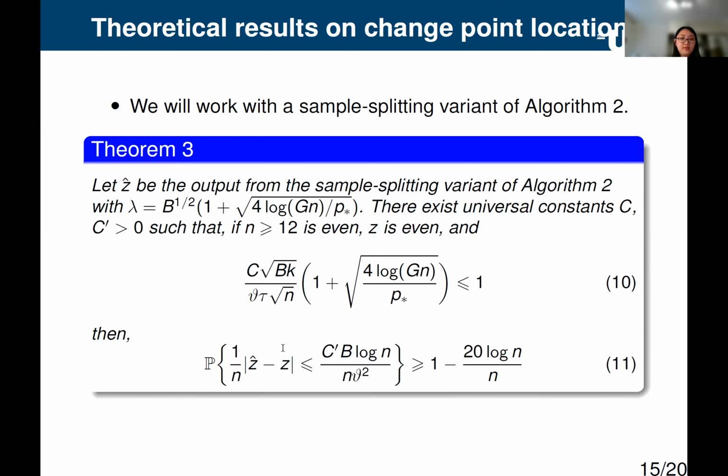We let theta hat be the output from the sample splitting version of algorithm 2 with this choice of tuning parameter lambda. Then there exists a universal constant C prime such that if n is greater than 12 and even, and if this condition holds, we have with high probability that 1 over n times the absolute value of tau hat minus tau is smaller than or equal to a constant times b log n over n var theta squared. So this is our theoretical result for the overall change point estimation procedure.